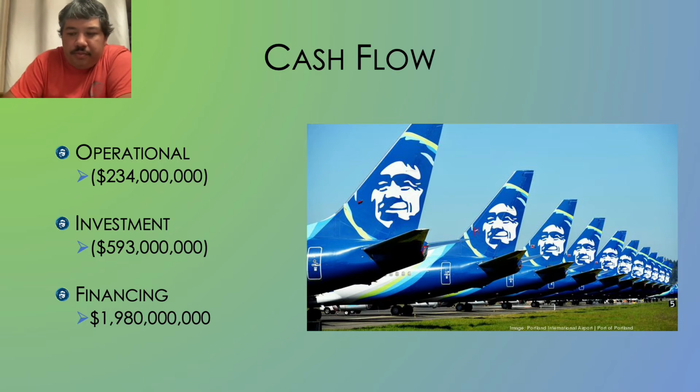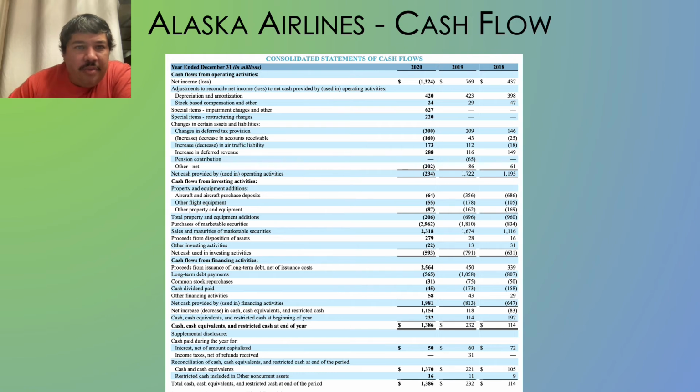Looking at consolidated statements of cash flows for Alaska Airlines, their net cash provided by operating activities is negative $234 million that they've used. Net cash used in investing activities, $593 million. Their net cash provided by financing activities was $1.981 billion.